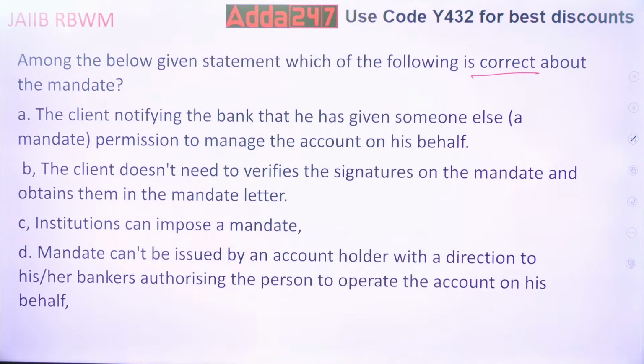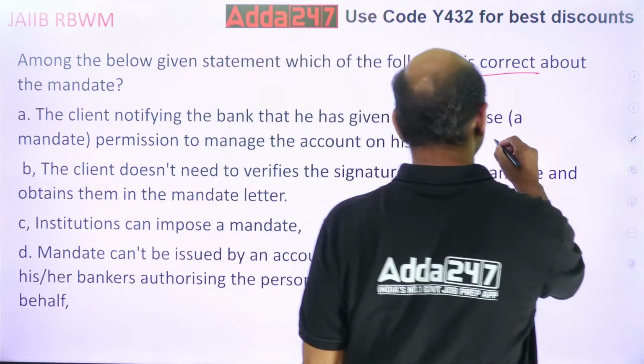So you want the correct one. Institutions can impose a mandate. Mandate can't be issued by the account holder with the direction to his or her bankers authorizing the person to operate the account on his or her behalf. So which of them is correct? The correct one is A. Kindly note, the correct one is A. Very good.